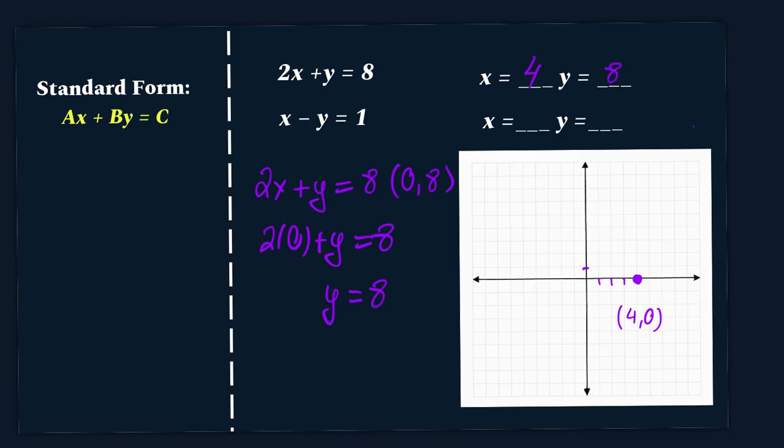That means, again, this is a point on the y-axis where the line will cross. So 1, 2, 3, 4, 5, 6, 7, 8, and that is our point. Let's connect our points.